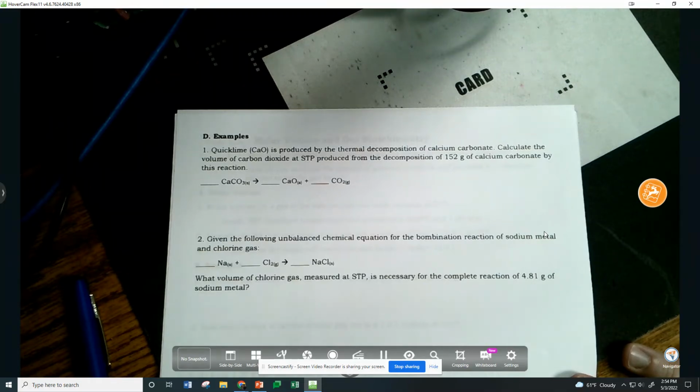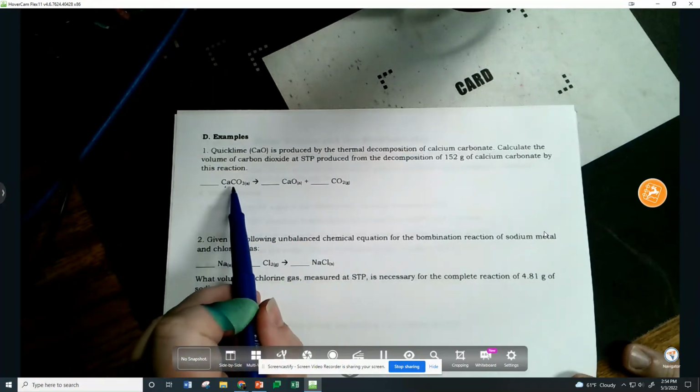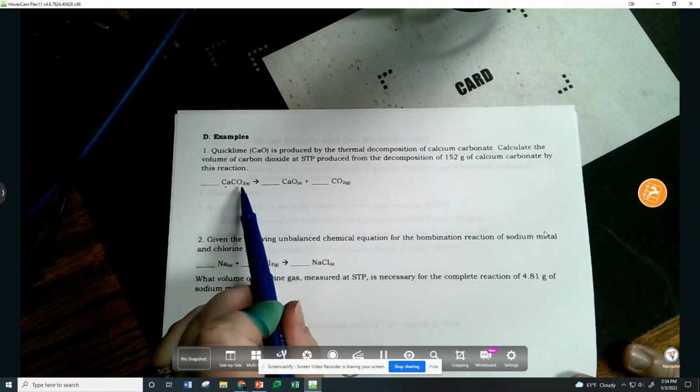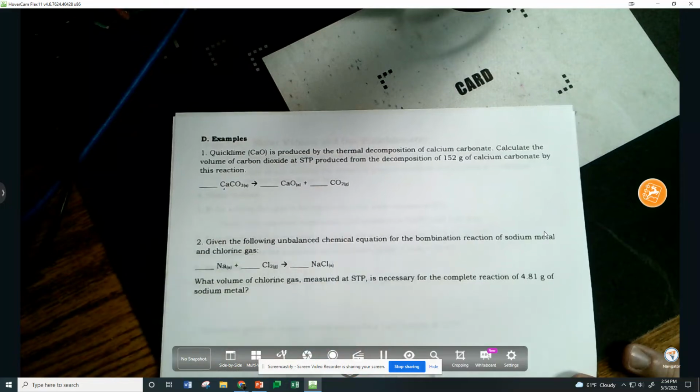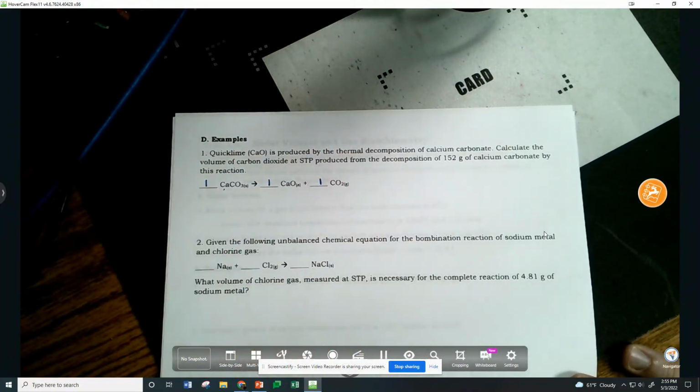You always need to start with a balanced reaction. Well, we have 1 calcium, so those are balanced. 1 carbon, 3 oxygens. Well, I have 1 and 2 there total, so it's already balanced. You can leave it blank or write in a 1.